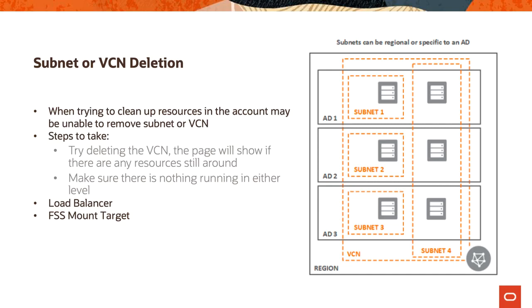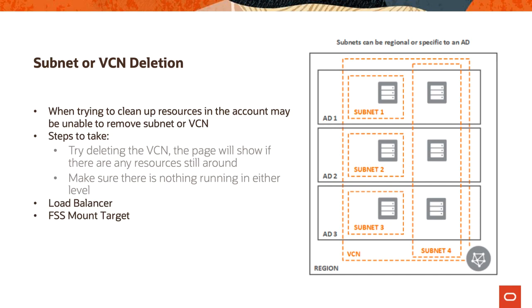The next one we want to briefly talk about is subnet or VCN deletion. If we're trying to delete a subnet, and it gives us an error saying you're unable to delete this because there are still resources, you'll have to go back through and make sure that your instance is deleted, or if maybe you have a load balancer that's still associated with a specific subnet, you need to delete that resource.